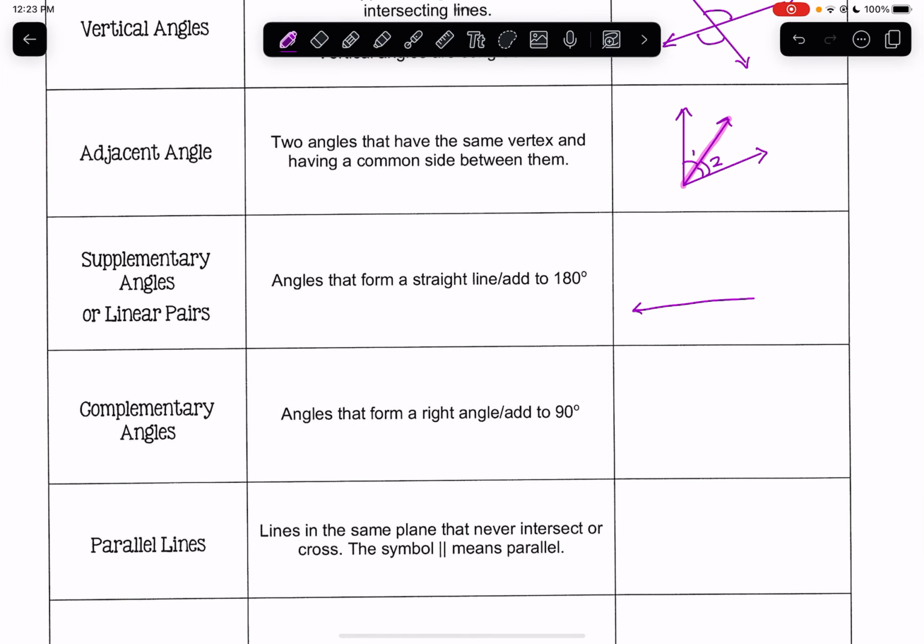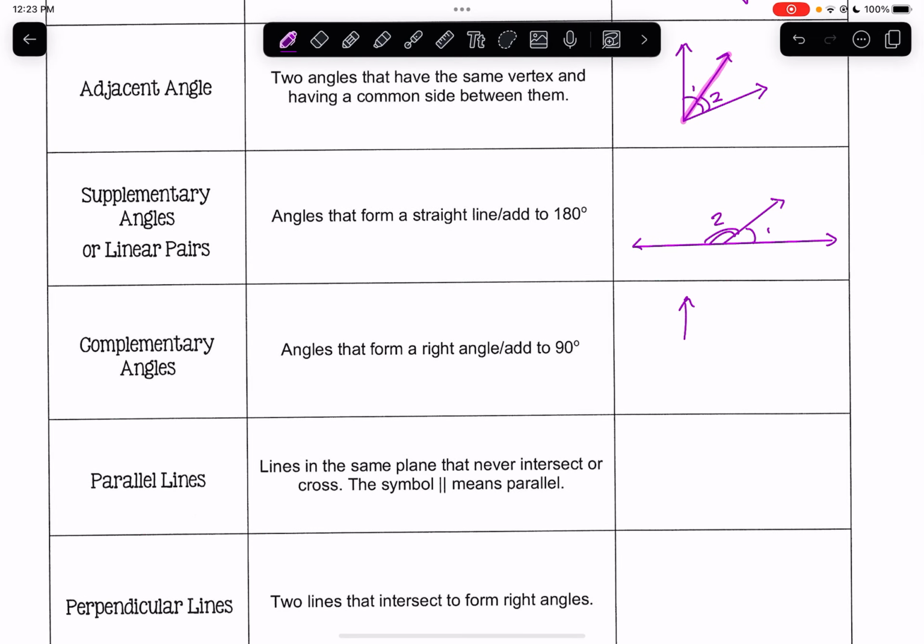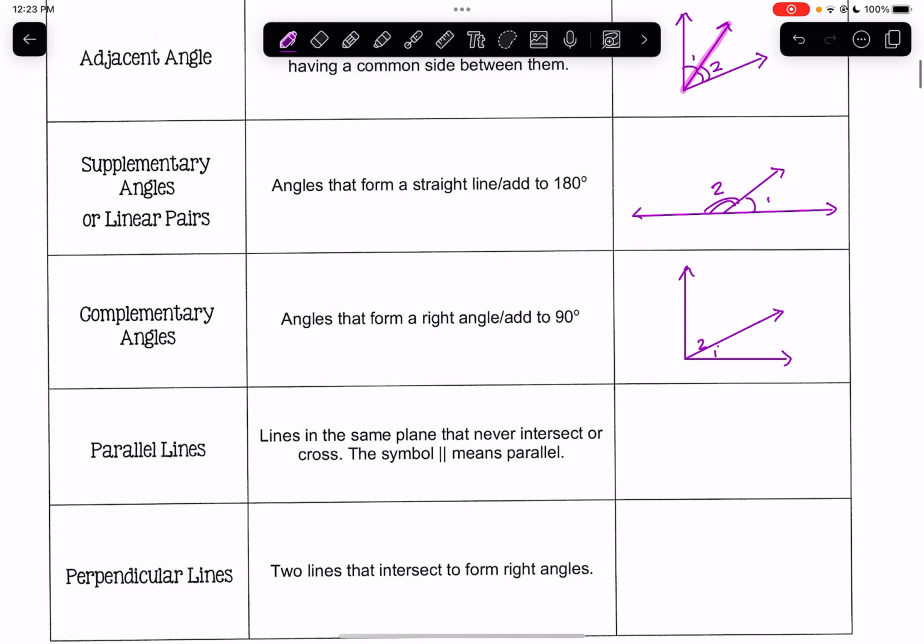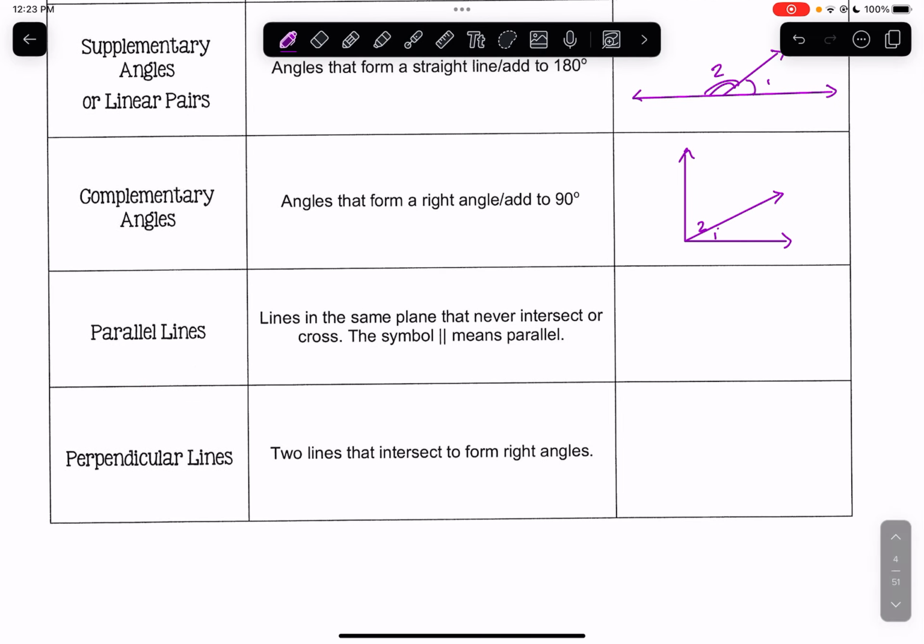Supplementary angles, you should also know, they're linear pairs because they add up to a straight line, which is 180 degrees. So angles 1 and 2 are supplementary. Similarly, complementary adds up to 90 degrees. So here, angles 1 and 2 are complementary because they form a right angle.